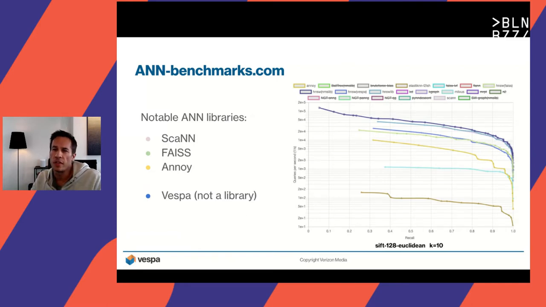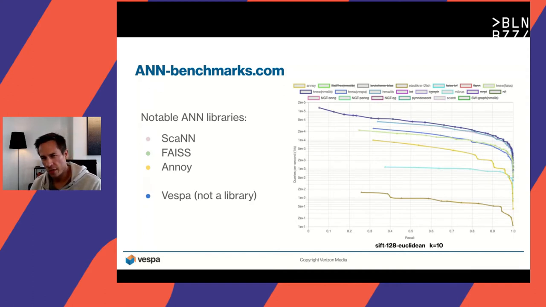This site compares various libraries across many different data sets that have different distance measures and vector lengths and so on. And they're graphically compared in figures such as this, which compares recall to queries per second. So up and to the right is better, giving higher recall with higher QPS.